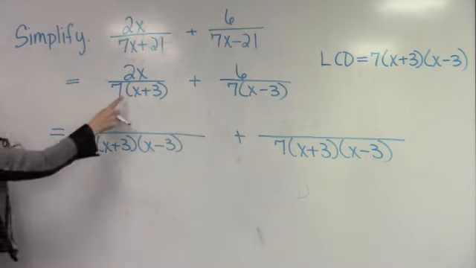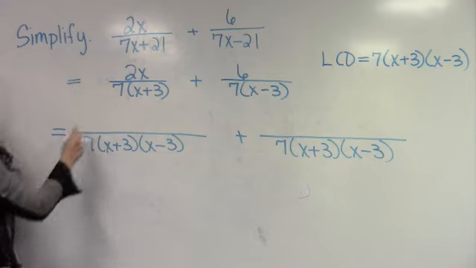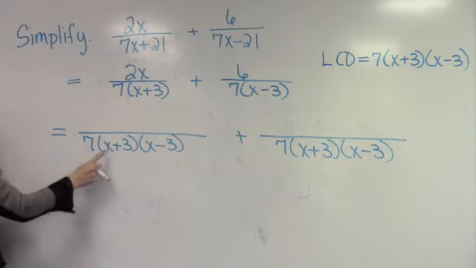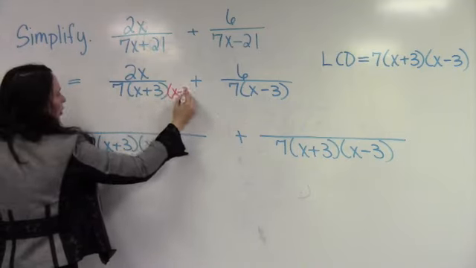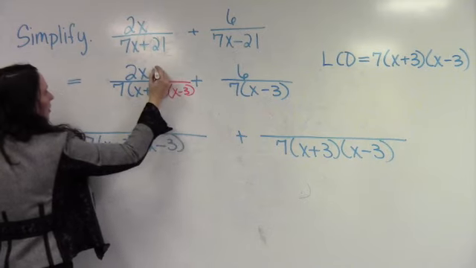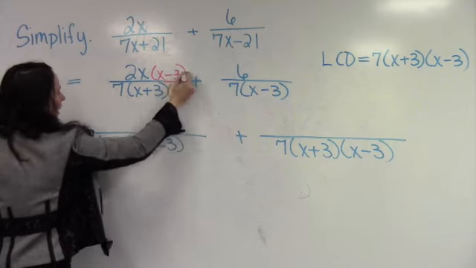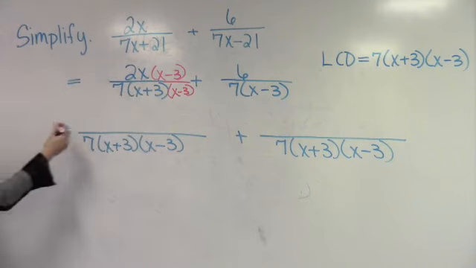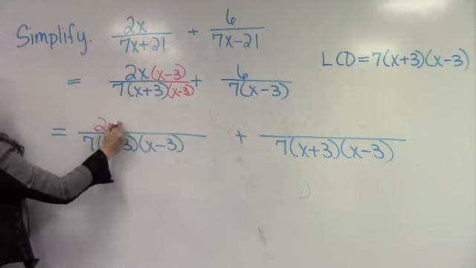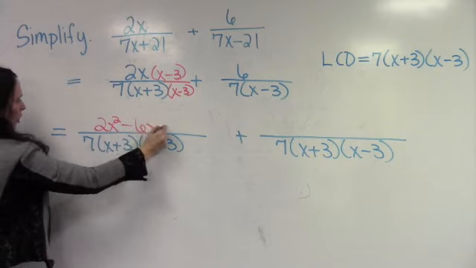So I'm comparing my denominators, and I'm noticing what factor is missing. X minus 3. Okay, so I need to multiply this bottom by x minus 3. So what must I do to the top? Multiply by x minus 3. Okay, and when I distribute the 2x throughout the x minus 3, what do I get? 2x squared minus 6x. Excellent job.